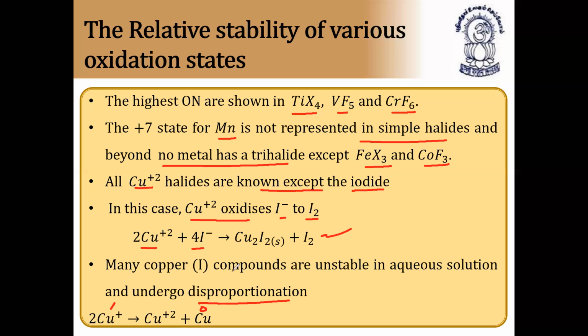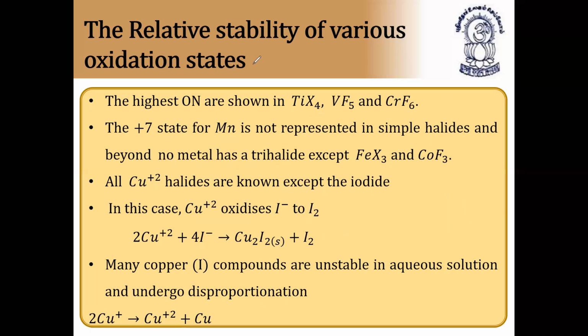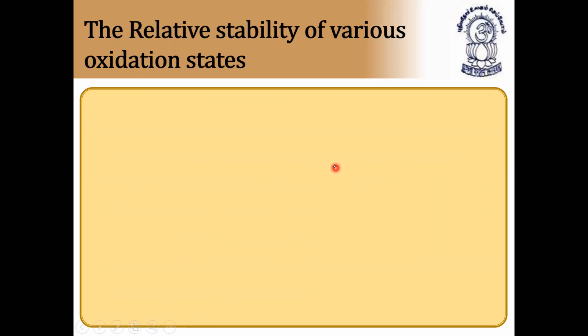So many copper(I) compounds are unstable. Copper is more stable in the +2 state, and less stable in the +1 state. All these points are important for entrance exams. Please note down all these points in your classwork.